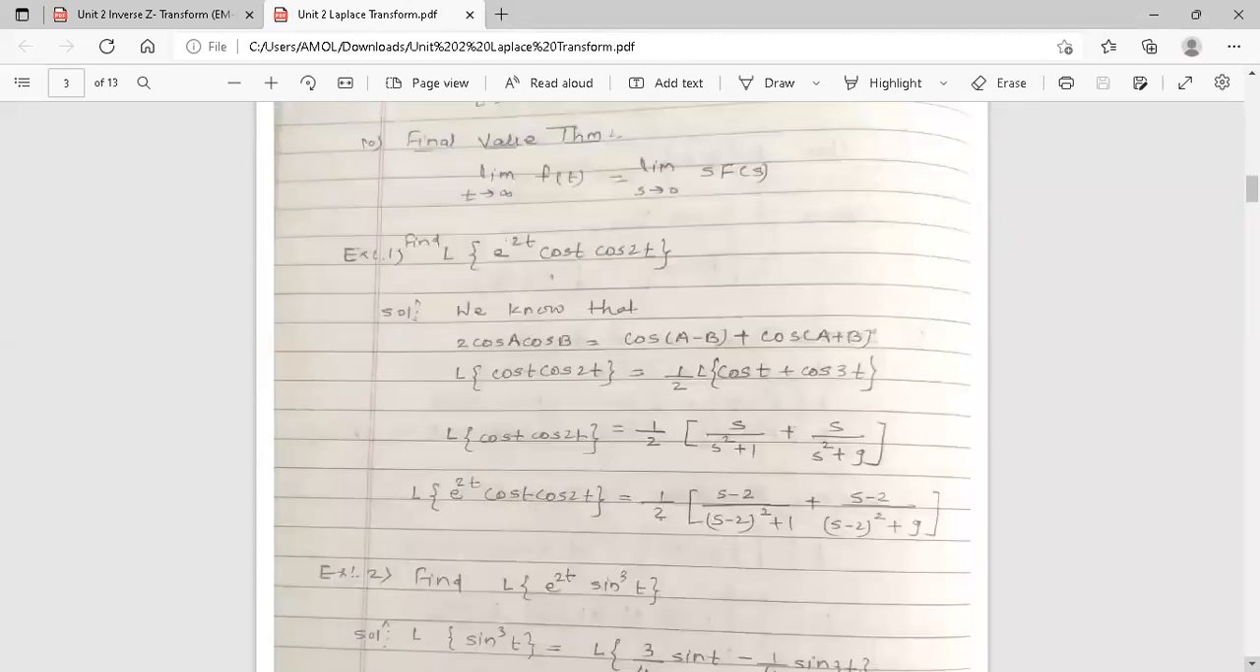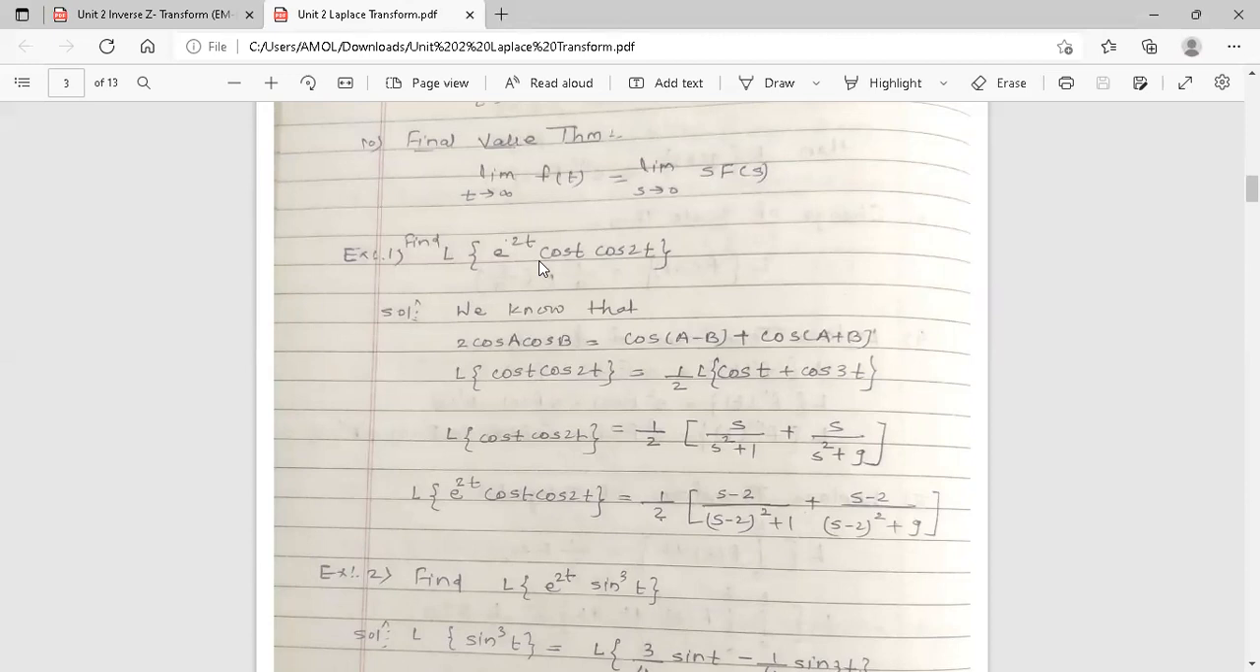Now the example. For the first example, find the Laplace transform of e raised to 2t into cos t into cos 2t upon t. Now we know that 2 cos A cos B is equal to cos of A minus B plus cos of A plus B. See, in the given example, inside the bracket, there are three functions, a product of three functions. We can find the Laplace transform of a product of two functions when one of them is exponential and the second one is any function of t, using the shifting property. But here, there are three functions.